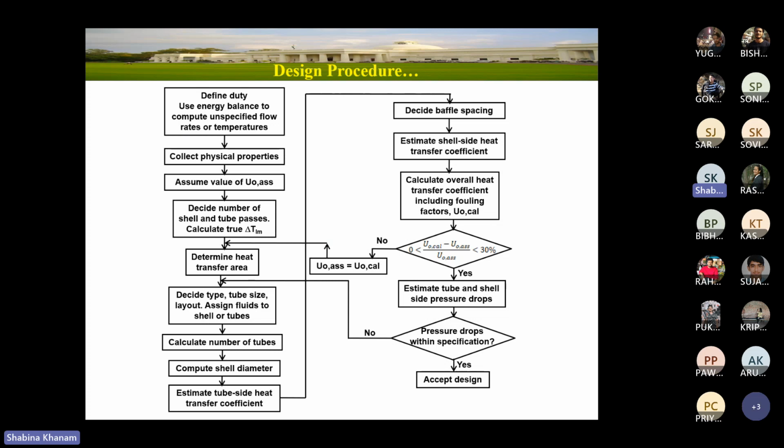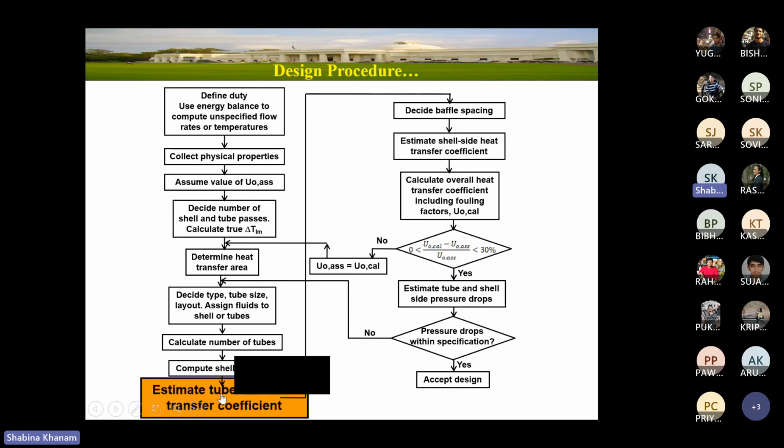Now once I have this shell diameter, we can calculate the tube side heat transfer coefficient. And for that tube side heat transfer coefficient, I don't know whether the hyperlink will reach; I don't think it has.